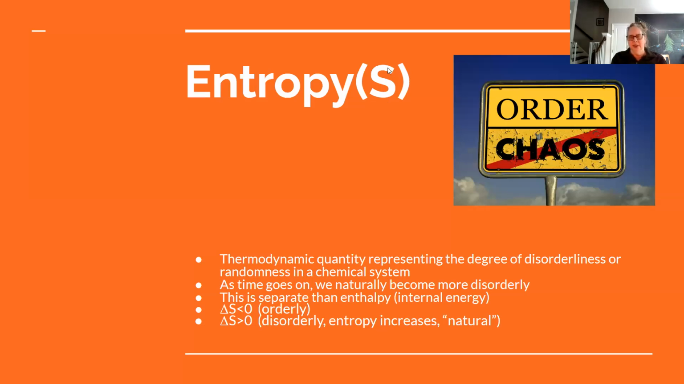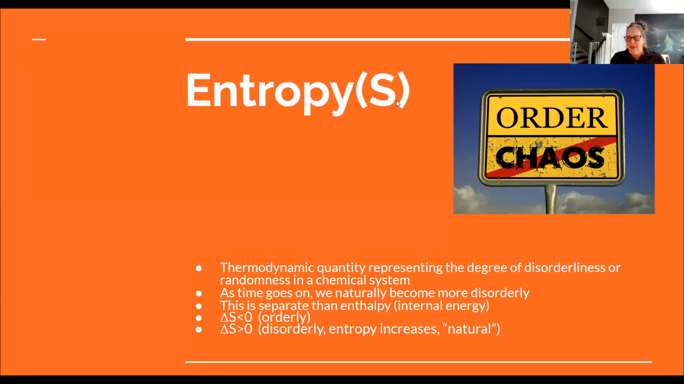Now we have entropy, which is measured with an S. Okay, and this is all about chaos and disorder. So chaos ends in S, entropy symbol is an S. If you have positive entropy, you have chaos. Okay, positive entropy, you have chaos, because that is disorderly.